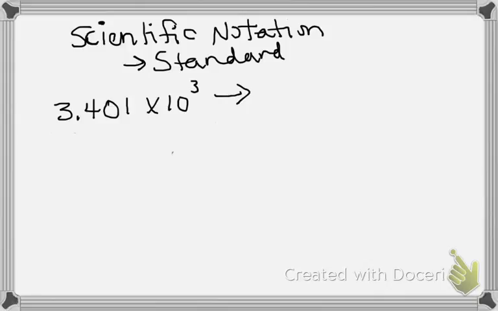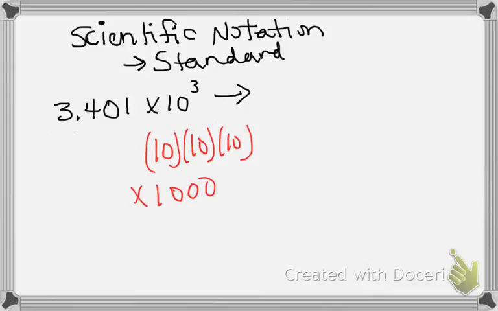Now remember, we're going to look at this two ways so that everybody can do it, because if you use a calculator, it's really easy. You just type this in the calculator. But times 10 to the third really means 10 times 10 times 10. In our case, it's 1,000. And we're really just going to multiply by 3.401. So really, we're just going to multiply all these together. That's really what we're doing.